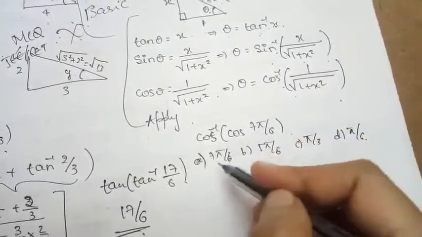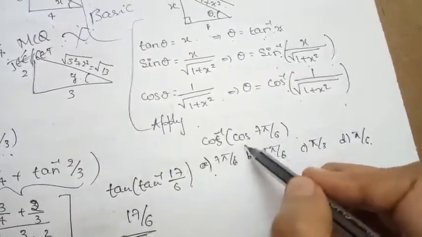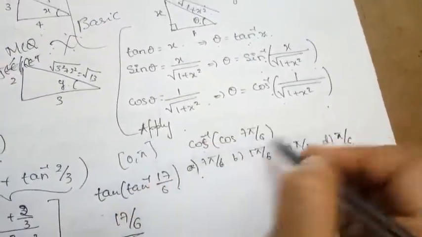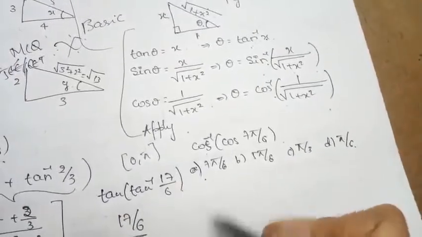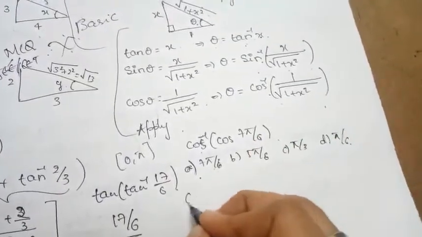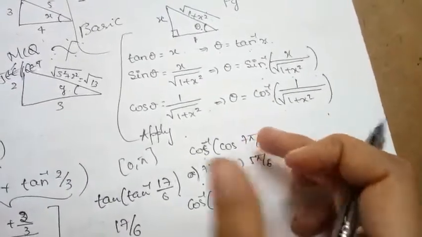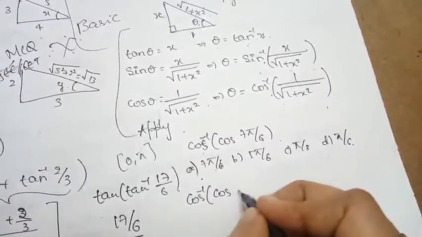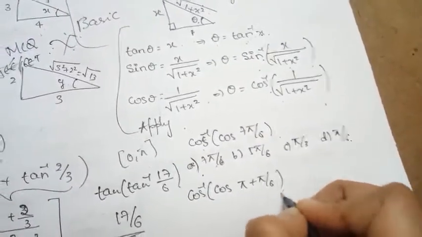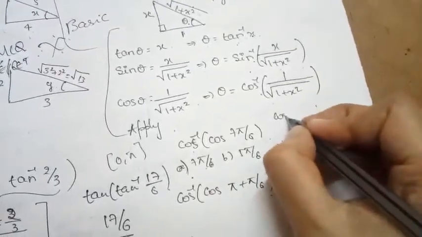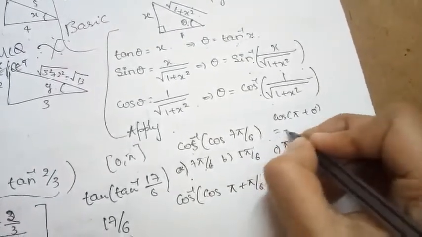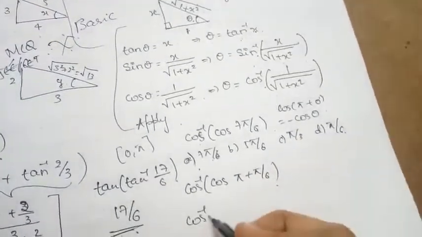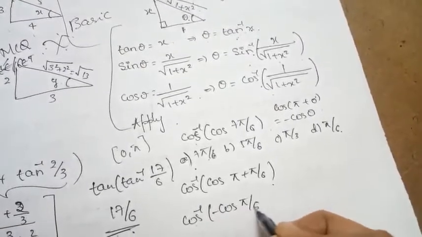As I said, by looking into the options, they again give 7 pi by 6. Think about the principal value branch of cos inverse, that is from 0 to pi. Clearly 7 pi by 6 does not belong to this principal value branch, so it is not equal to 7 pi by 6. Now try to reduce it. How can I simplify 7 pi by 6? I can write 7 pi by 6 as pi plus pi by 6, and we know that cos of pi plus theta is equal to minus cos theta. So what happens? Cos inverse of cos of pi plus pi by 6 is cos inverse of minus cos pi by 6.